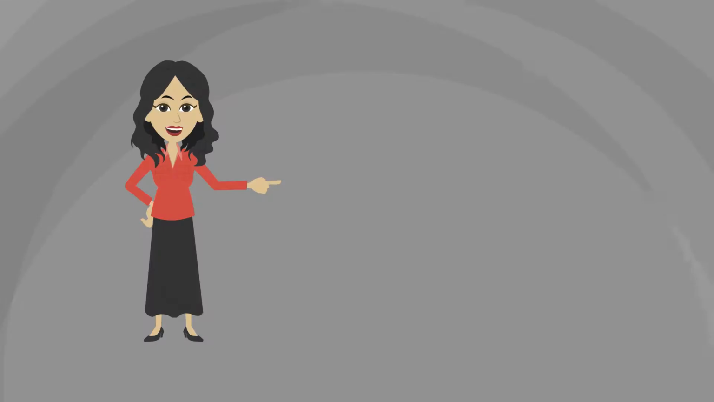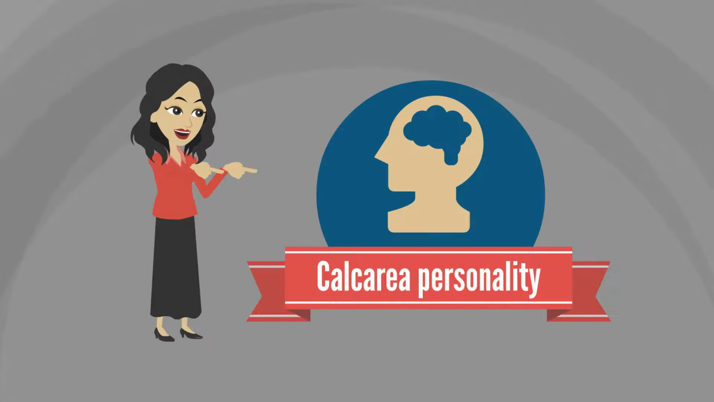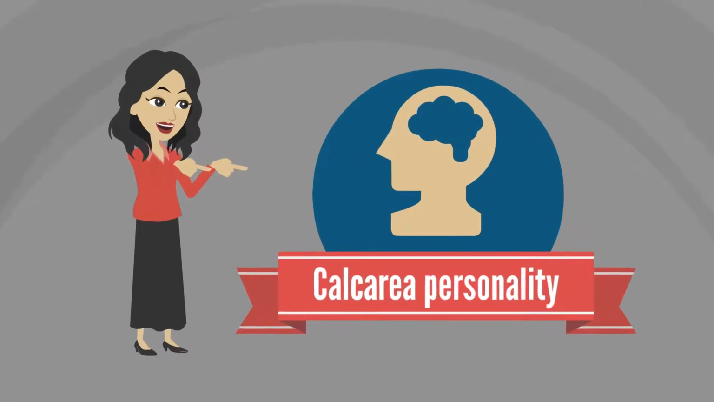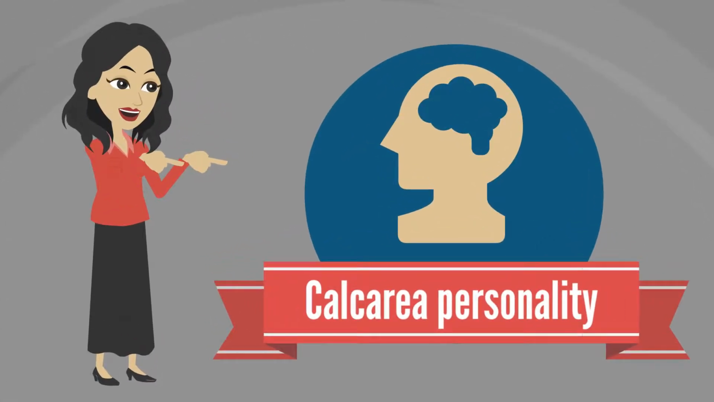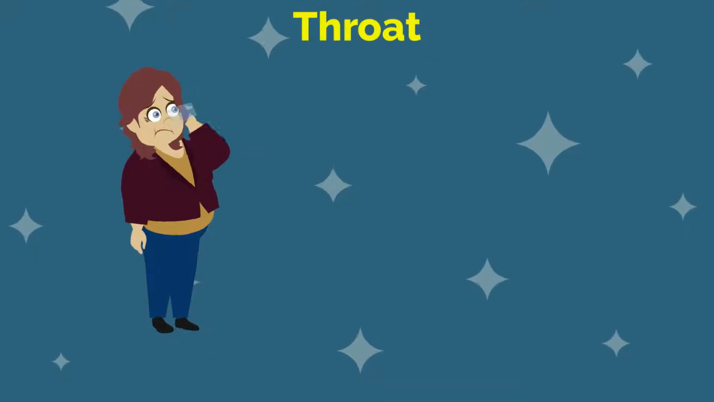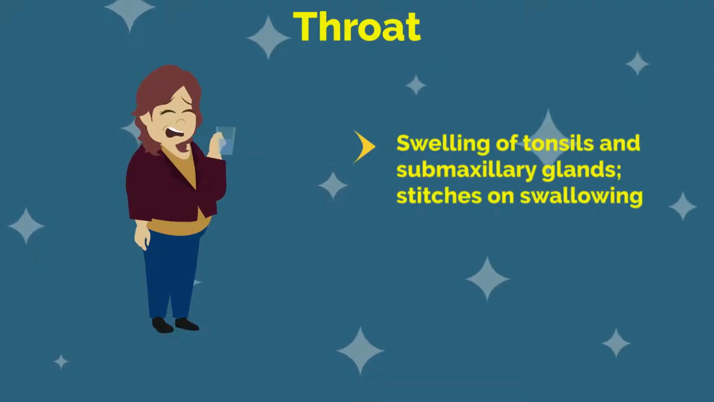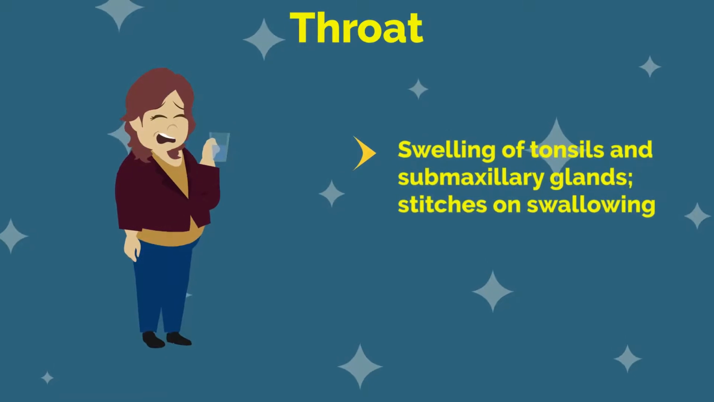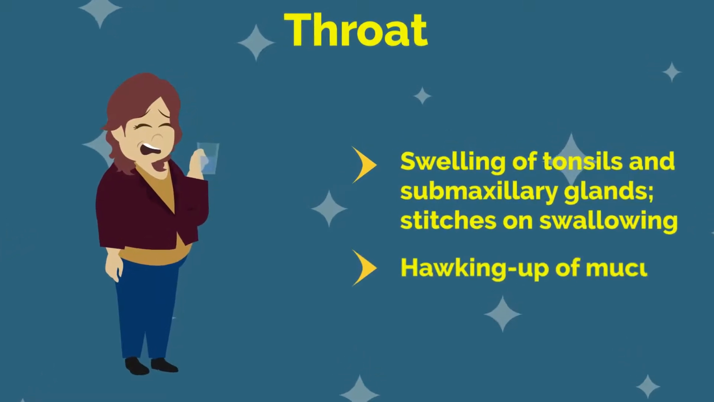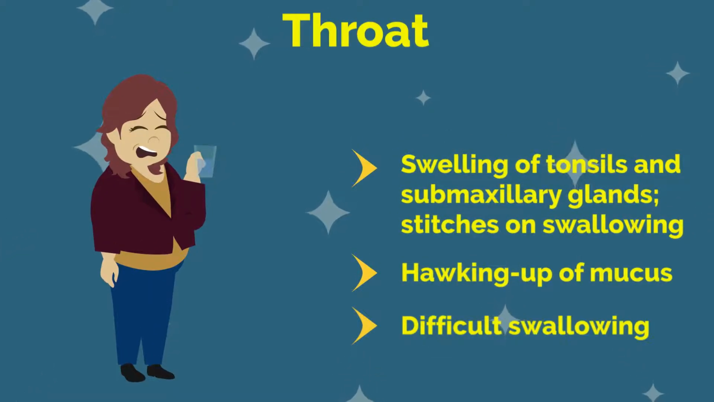We will shortly commence with the mentals of Calcaria, but let's first quickly complete some particular symptoms. Let's look at throat symptoms. Swelling of tonsils and submaxillary glands, stitches on swallowing. Hawking up of mucus. Difficult swallowing.